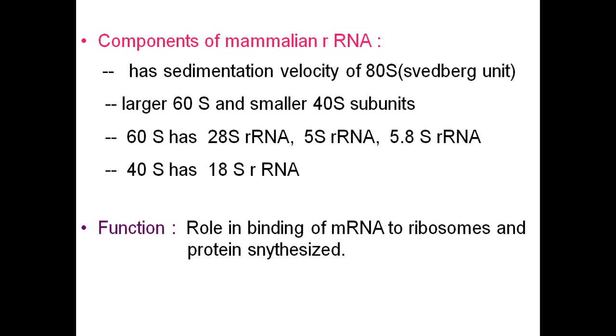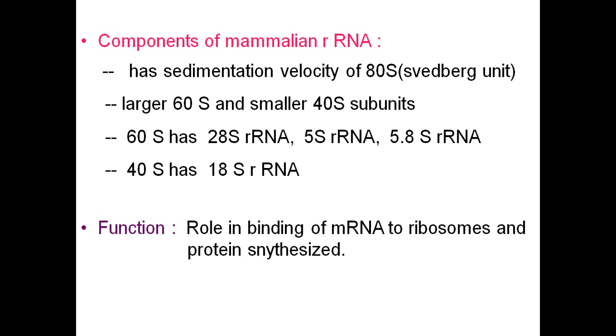Now the components of mammalian ribosomes: they have a sedimentation velocity of 80 S. S means Svedberg unit. So these are 80 S ribosomes. They consist of 2 subunits, a larger subunit and a smaller subunit. The larger subunit is of 60 S type and the smaller subunit is of 40 S type. S here is the Svedberg unit.